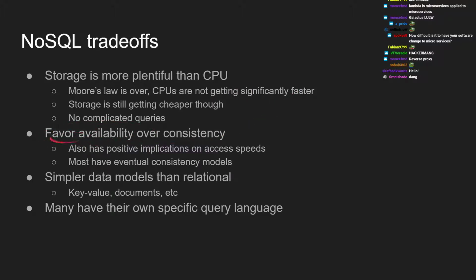They almost all favor availability over consistency, unless you're MongoDB. MongoDB doesn't do anything. This generally also has positive implications on access speeds, again because of lower CPU pressure. Because of that, most have eventual consistency models. And as a consequence of being non-relational, their data models are in general simpler to wrap your head around, I think.